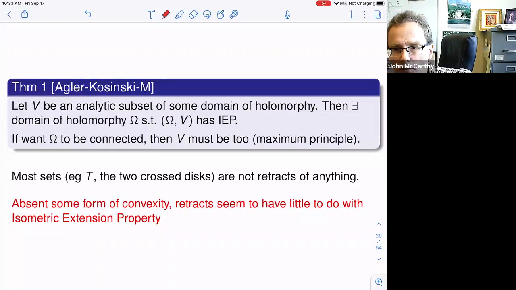And let me just point out that most sets, including, for instance, these 2-cross disks, aren't retracts of anything. So despite all our efforts to connect the isometric extension property to retracts, in the absence of convexity, retracts seem to have very little to do with the isometric extension property, which I found extremely surprising.